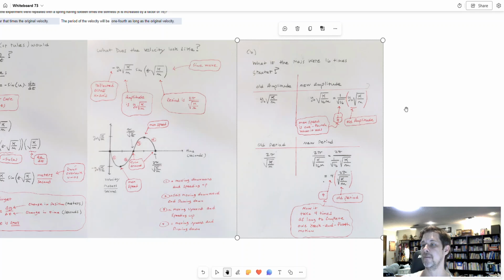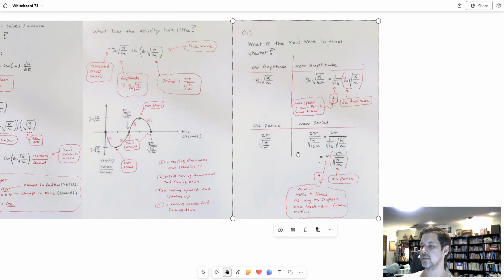What about the period? How's that going to be affected? Well, here's the old period. The new period would be this, but with 16m in place of the mass. So instead of m, I get 16m. I do the same sort of thing. I can factor out root 16 there. The rules of algebra allow for that. That's like dividing by 1 over 4, and dividing by 1 over 4 is like multiplying by 4. So this turns out to say 4 times the old period. The new period equals 4 times the old period.